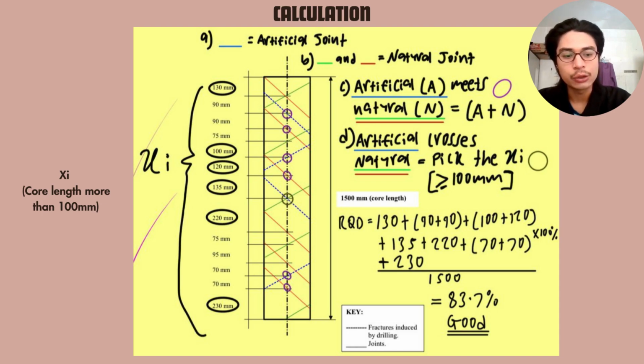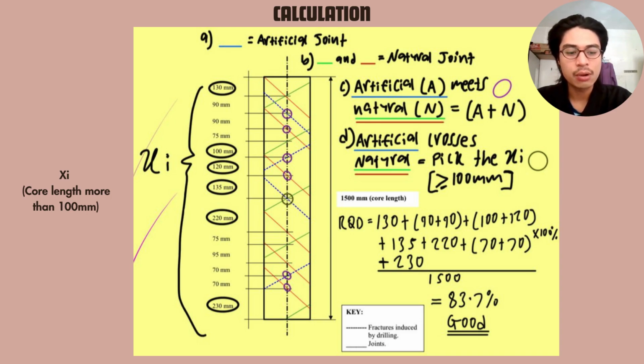With that, we need to add them all together, exactly like the A plus N bracket over here. While the dark green circle indicates artificial crosses natural. That means we need to pick the Xi more than 100 mm within the affected core length only. In this case, 135 mm is affected, so we need to add this length into the RQD calculation.